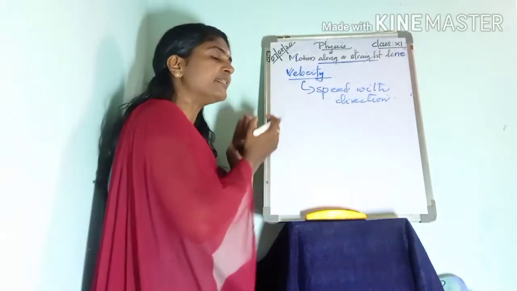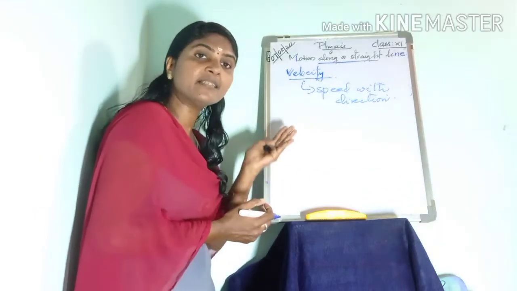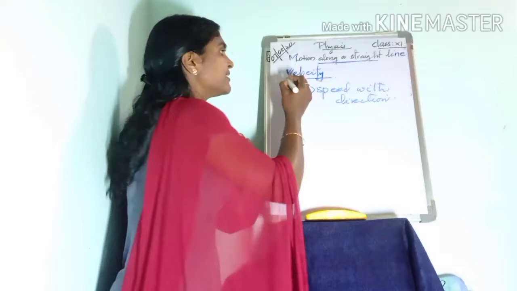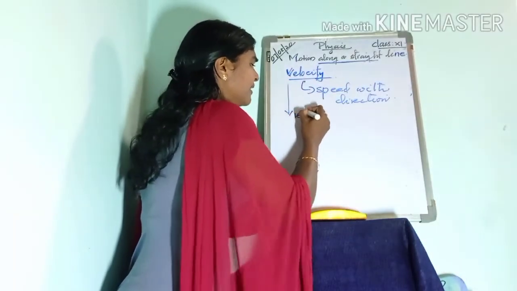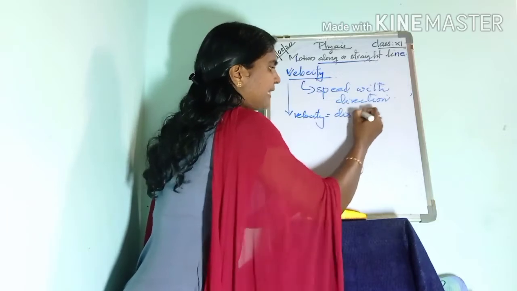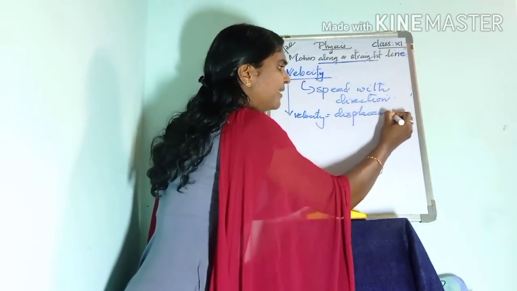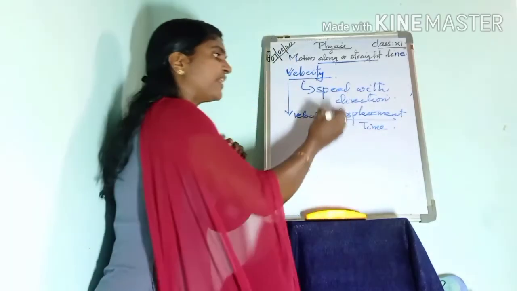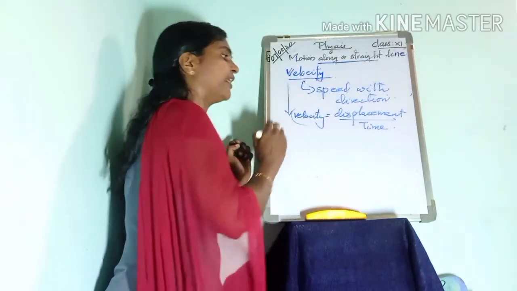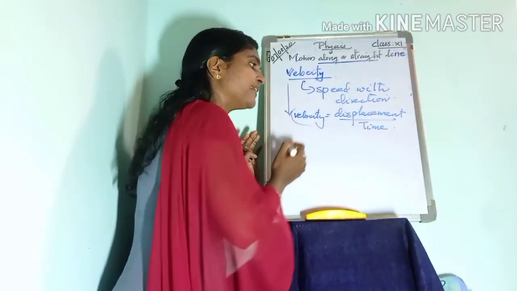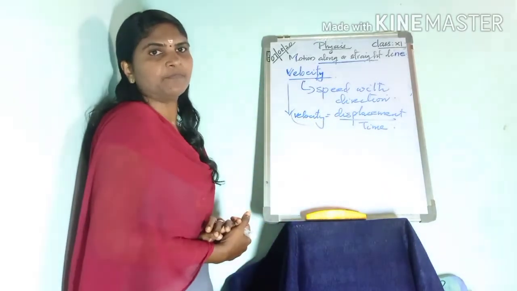Speed is equal to what? What is speed? Distance travelled per unit time. And here the velocity is given by displacement per unit time. In this way, mathematically, we can calculate the velocity of a moving object. Velocity equals displacement divided by time.